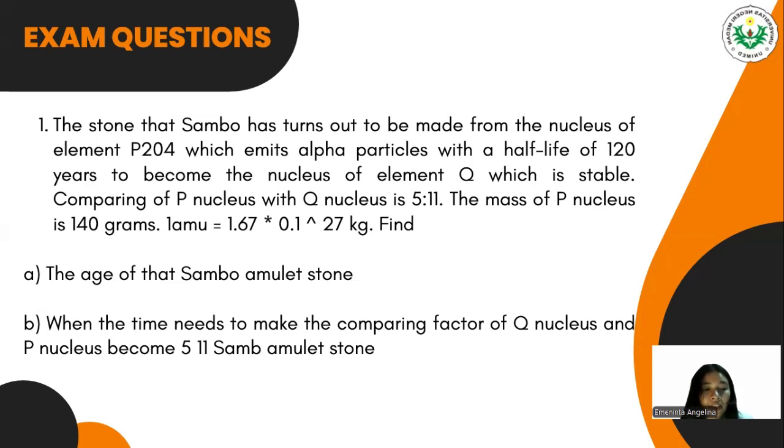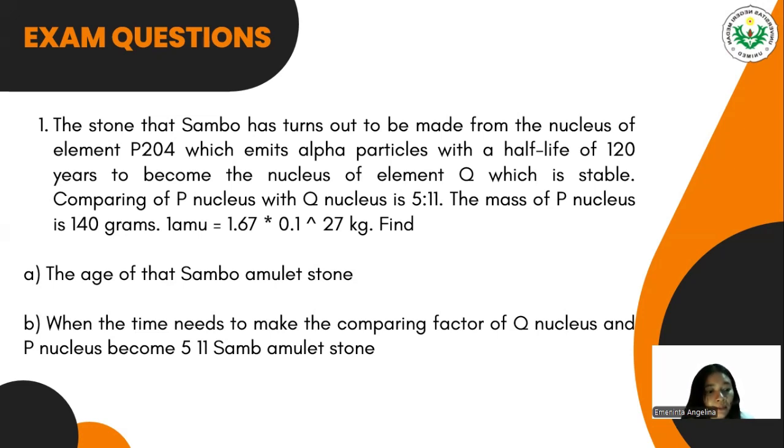Comparing the P nucleus with the Q nucleus is 5 over 11. The mass of the P nucleus is 140 grams. 1 amu is equal to 1.67 times 10 to the power of minus 27 kilogram.